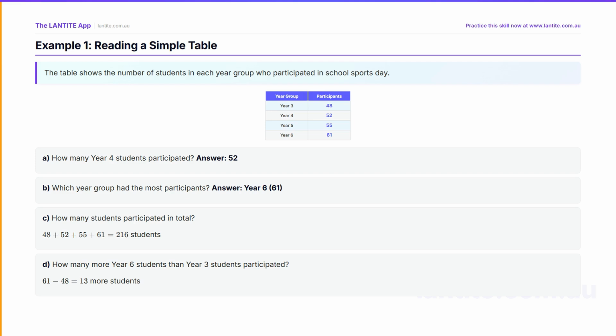Part C asks for the total: 48 plus 52 plus 55 plus 61 equals 216. Part D asks how many more Year 6 than Year 3. That's 61 minus 48, which is 13 more students.